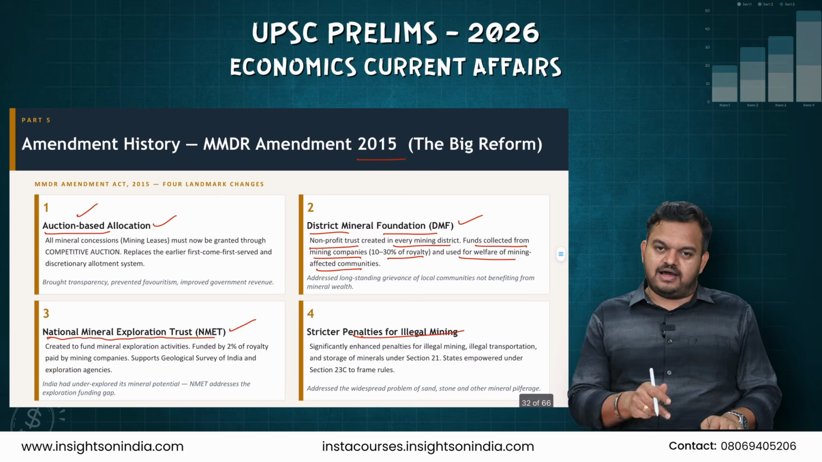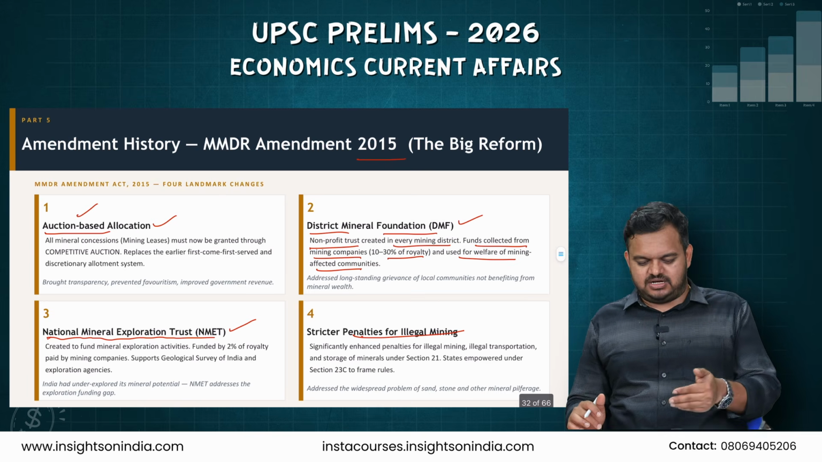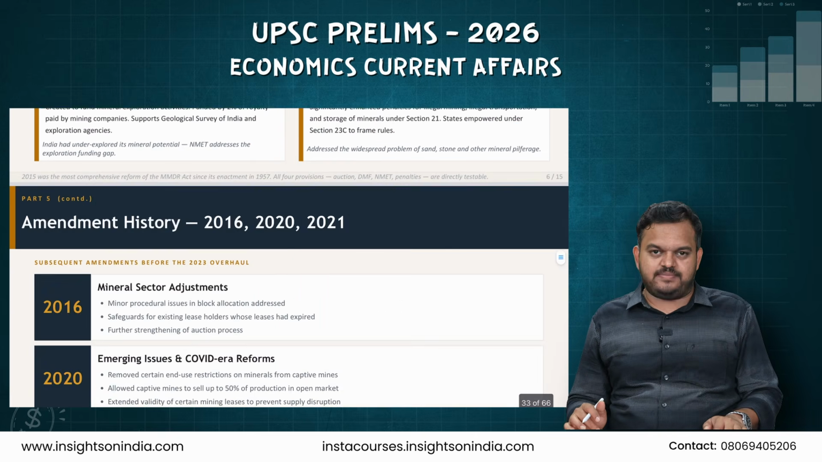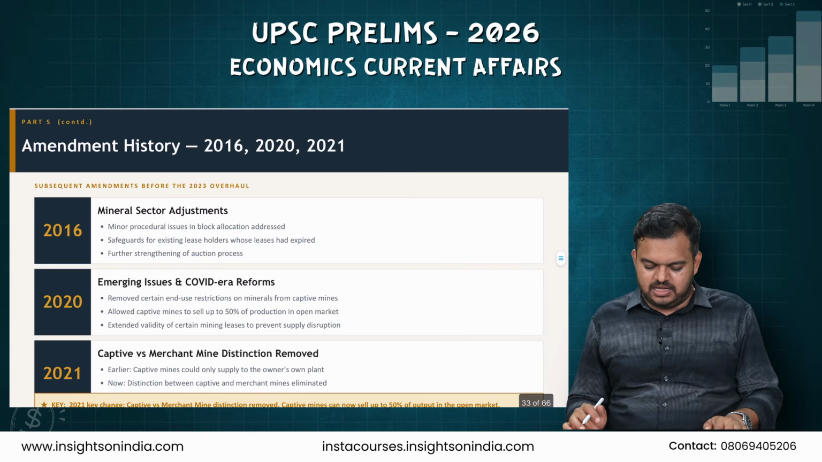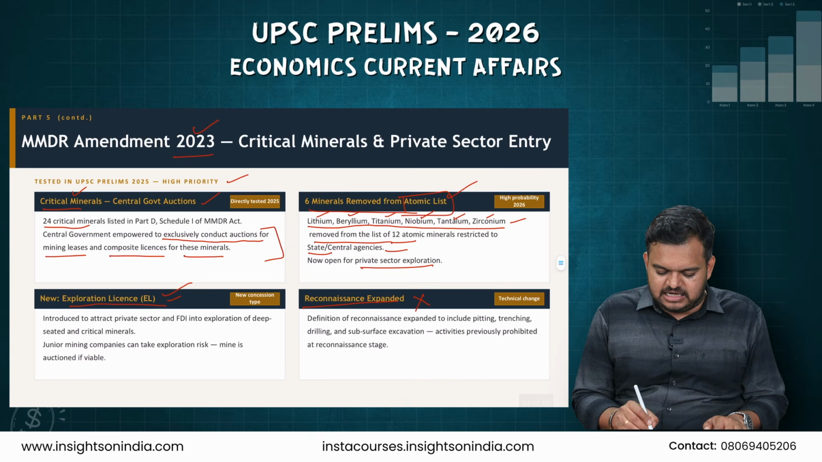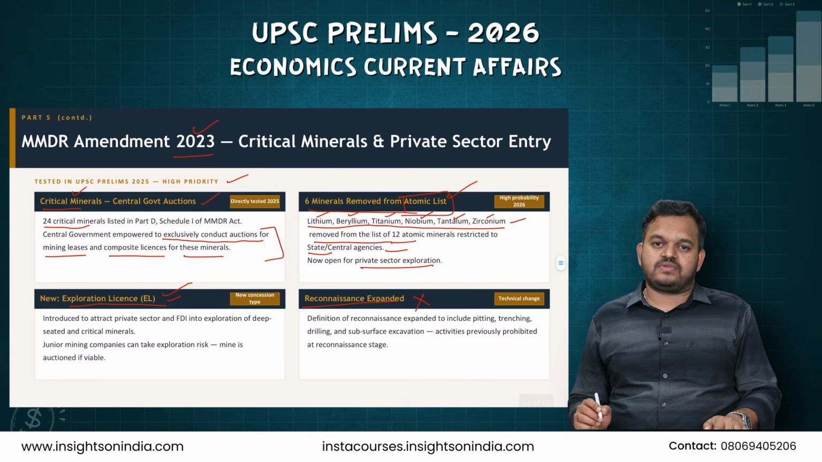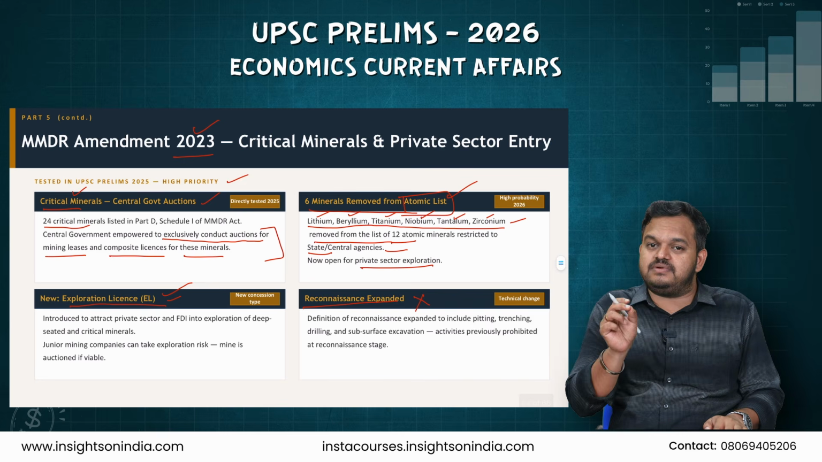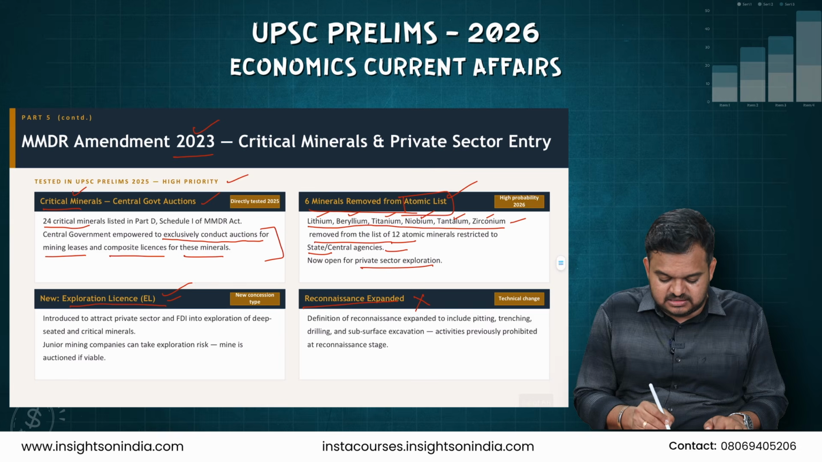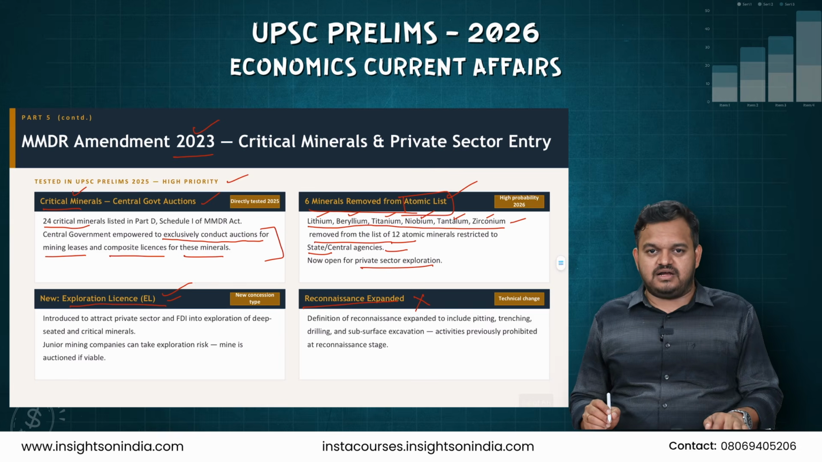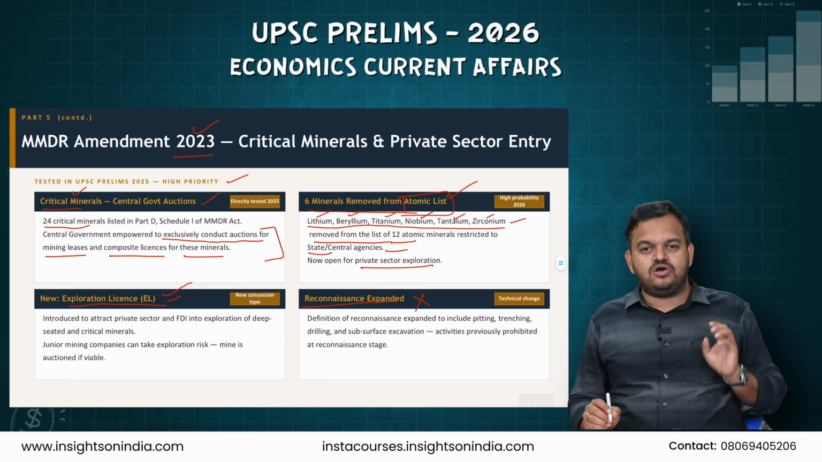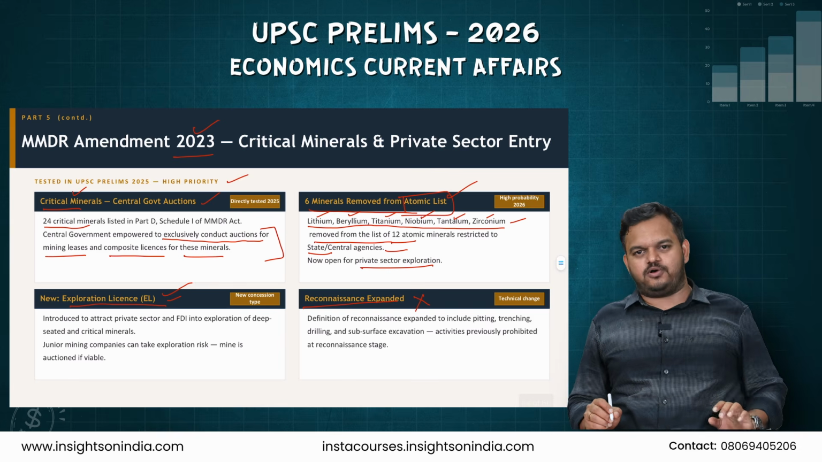Right. So earlier there was first come first serve basis allocation. Now the allocation of minerals happens through auction. There are other amendments also which we don't have to worry about. The important amendment is the 2023 amendment. There the government classifies certain minerals as critical minerals. Under the MMDR Act, certain minerals are classified as critical minerals. So now there is a lot of talk about critical minerals.